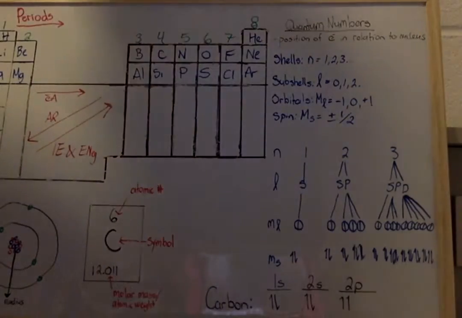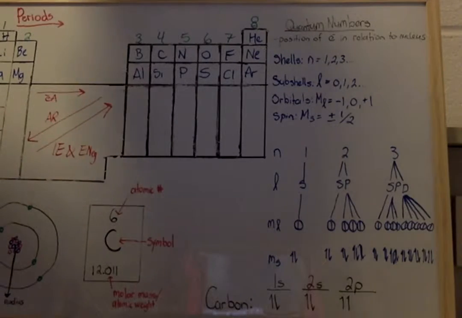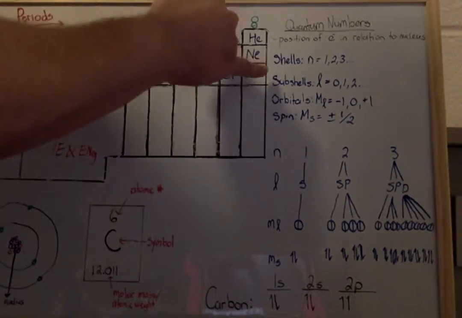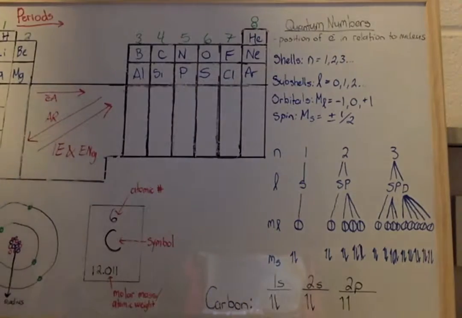The shell is what determines the electron's average distance from the nucleus. Therefore, electrons in shells with higher values are farther away from the nucleus. Next, we go to subshells. And subshells describe the shape of the electron orbital.